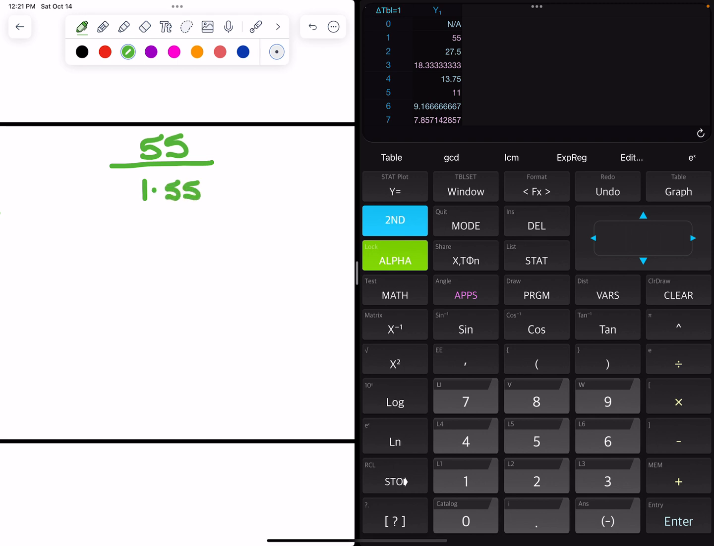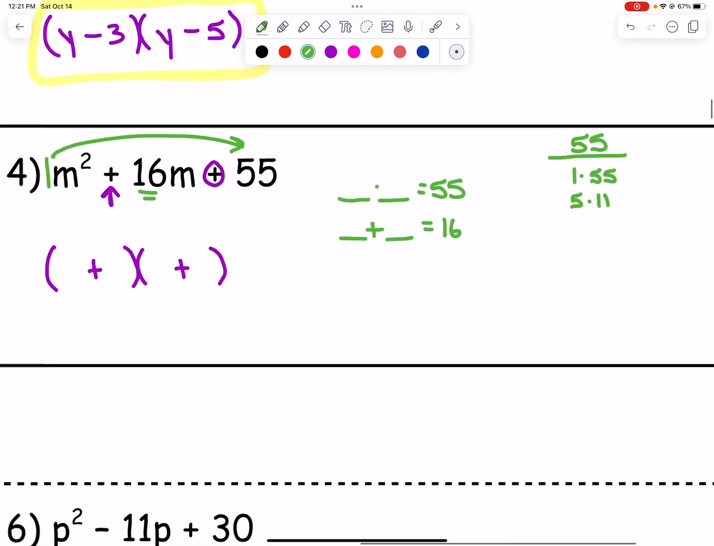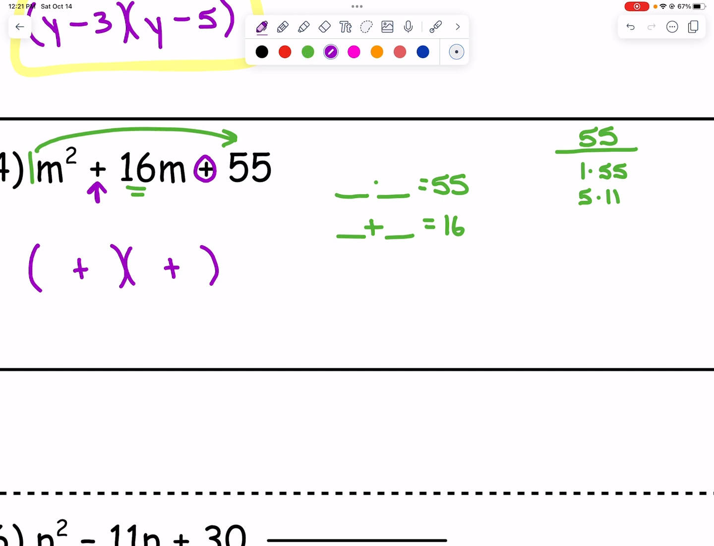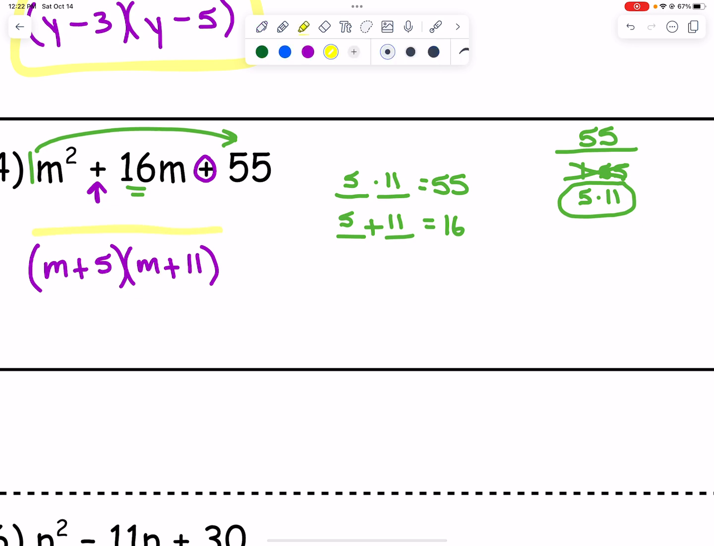So I got 1 times 55. Ignore the ones with decimals because we don't need those. So I'm going to skip down to 5 times 11, and then notice I come back to 5 times 11 again. That would help me if I don't know factors of 55 or larger numbers. I can have my calculator help me pretty quick to figure them out. So let's put them over here. We have to add up to get 16. Out of these two options, 5 and 11 would definitely help more than 1 and 55. So 5 times 11 gives us 55, and 5 plus 11 gives us 16. So let's put m plus 5, m plus 11, and that would be it for the factors of this trinomial.